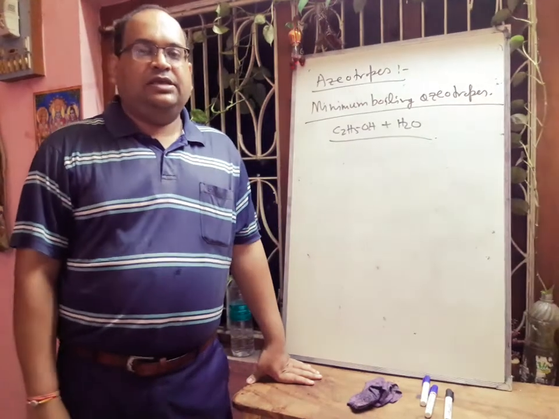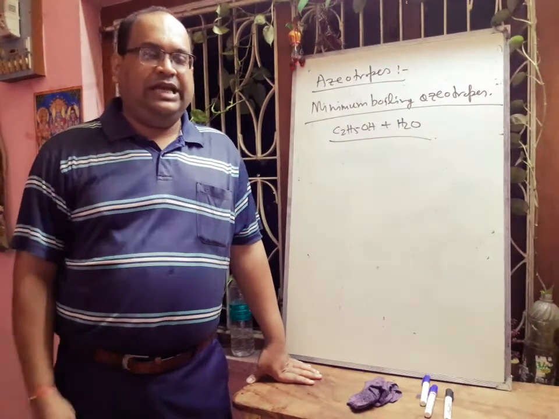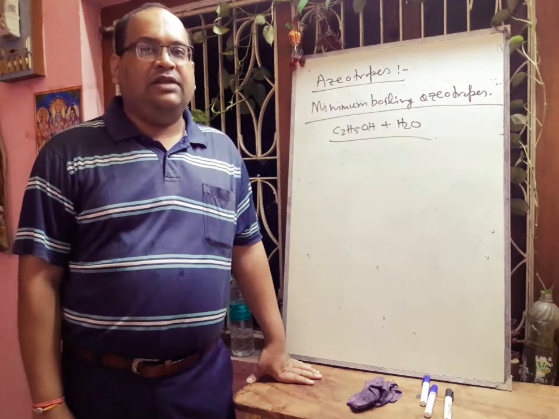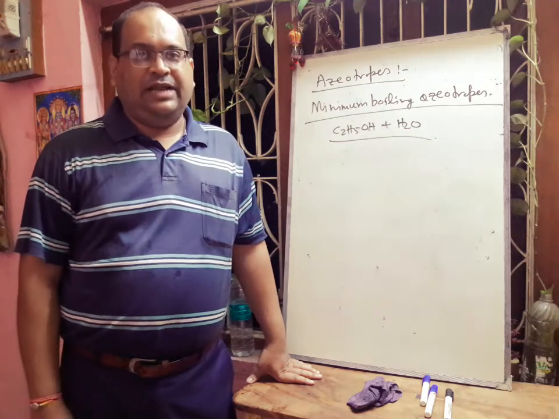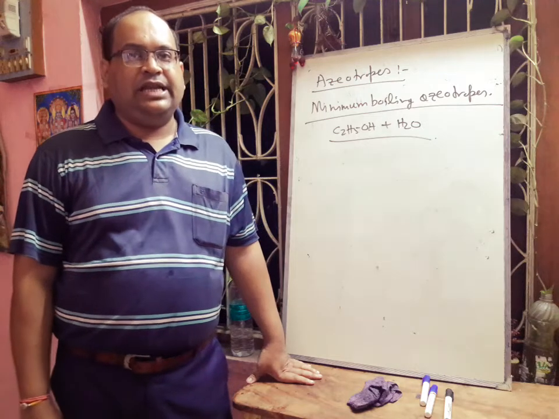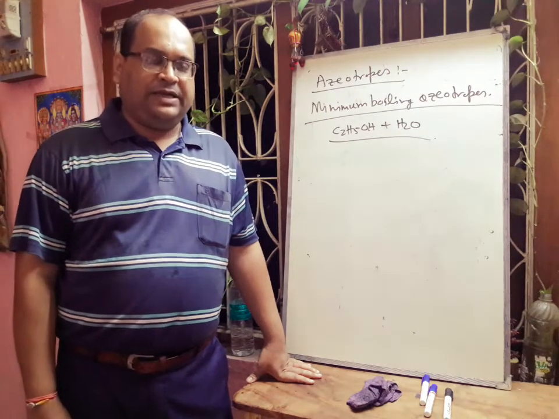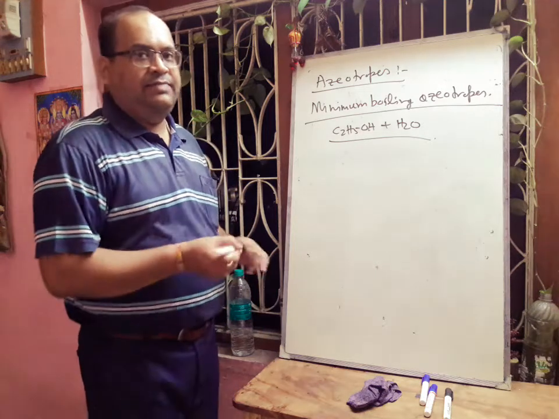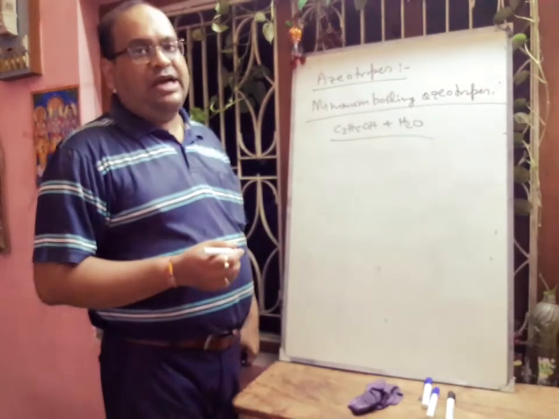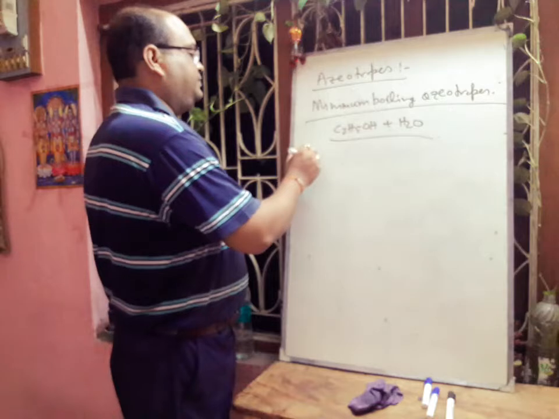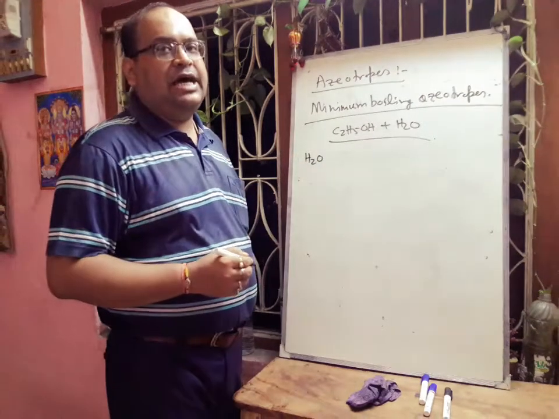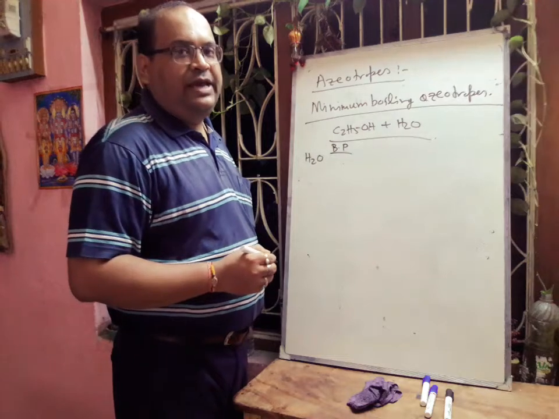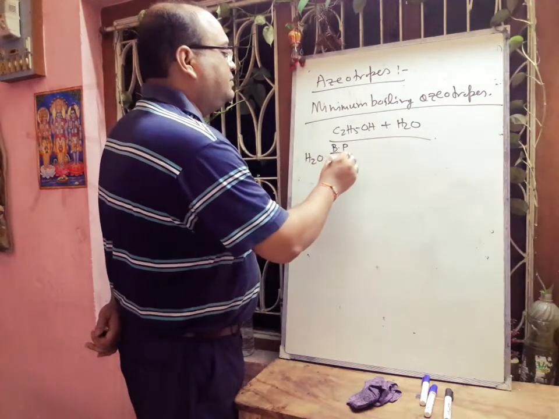So in this case, if we want to distill the ethanol and water mixture, we cannot concentrate the ethanol more than 95%. That means ethanol can be concentrated to about 95% by fractional distillation. So here we will write the mixture. First we are using the component water. In case of water, what is the boiling point? The boiling point is 100 degrees centigrade, so it will be 373 Kelvin.